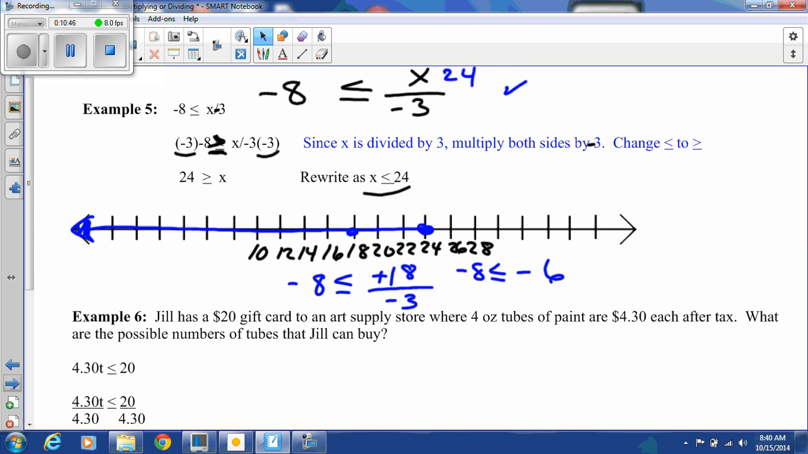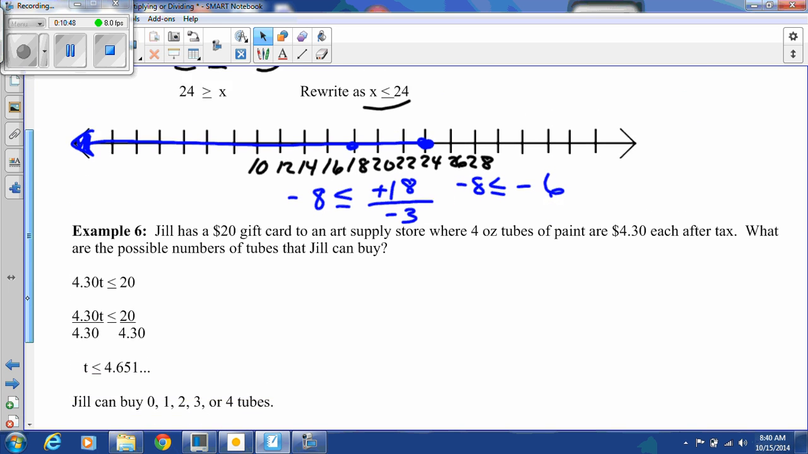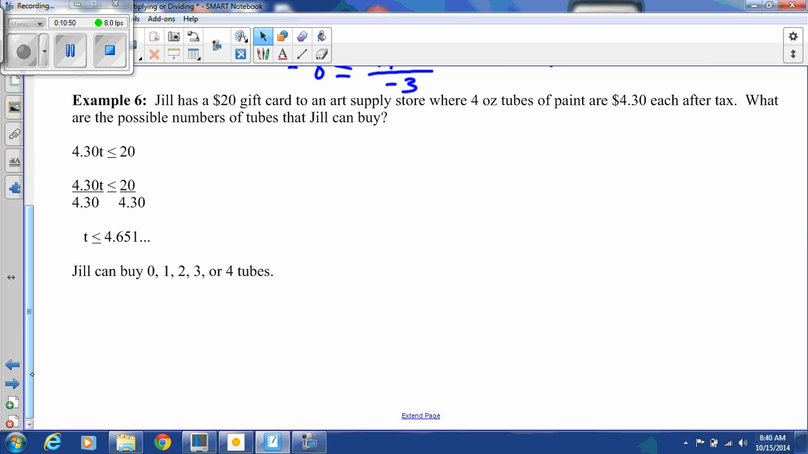One last thing, let's take a look at an application problem. Jill has a $20 gift card to an art supply store where 4-ounce tubes of paint are $4.30 each after tax. What are the possible numbers of tubes that Jill can buy? So we have a repeated factor of $4.30. We're going to multiply that by the number of tubes. This expression represents the cost of T tubes of paint.